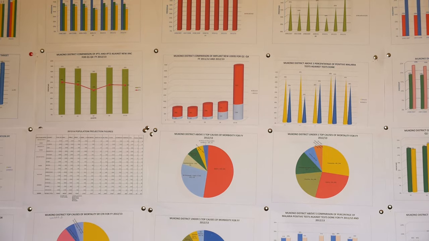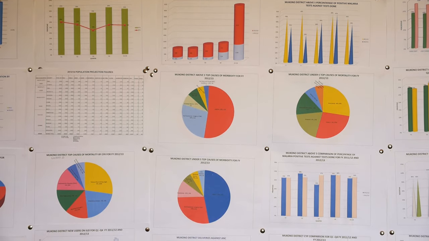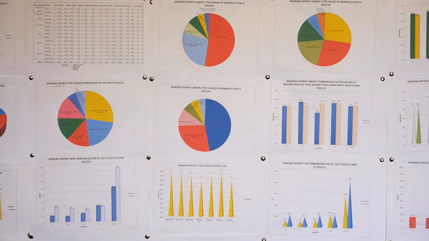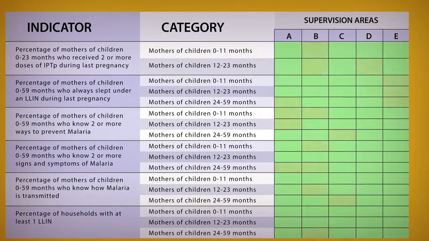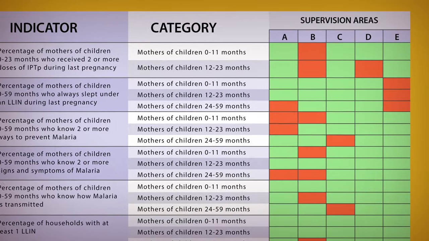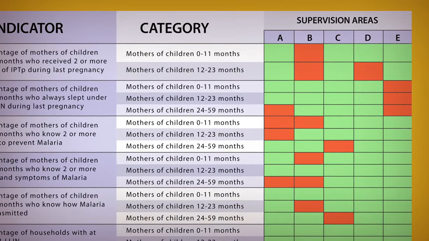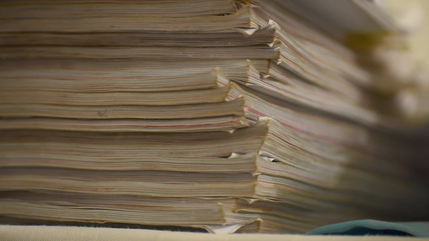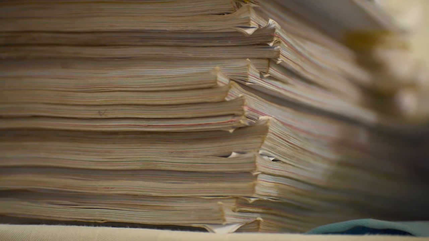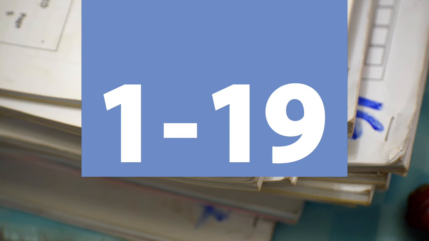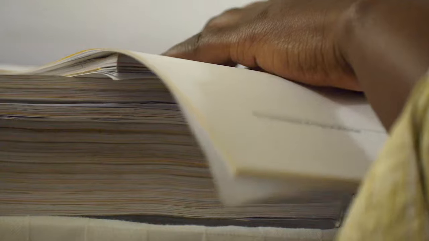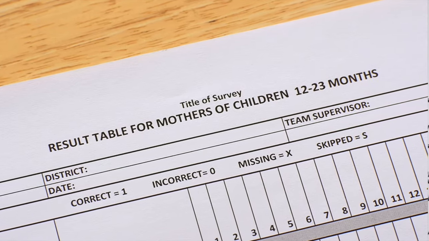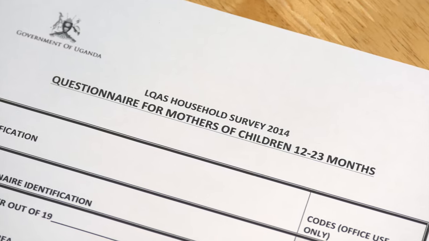With all the data in one place, this helps us to make program decisions to identify priorities by supervision area or by program intervention within the supervision area, and to assign our resources in the best possible way. Before you begin tabulation, check that you have the right number of completed questionnaires, that they are in the correct order, numbered 1 to 19, if that is your sample size, and have the correct number of pages. Check that the tabulation table you are using matches the questionnaires that you have.